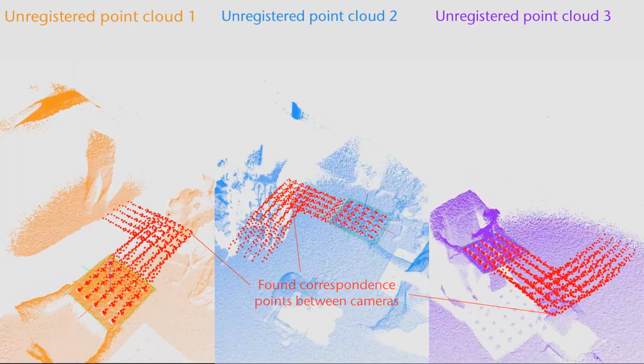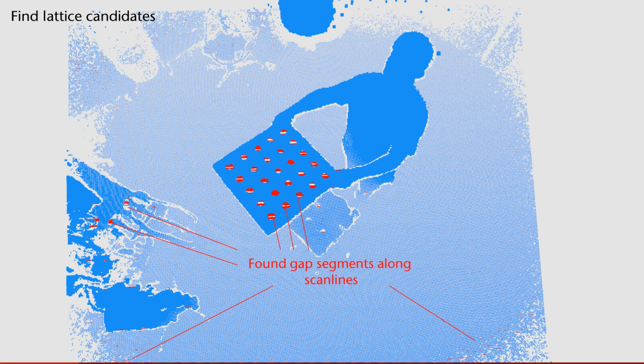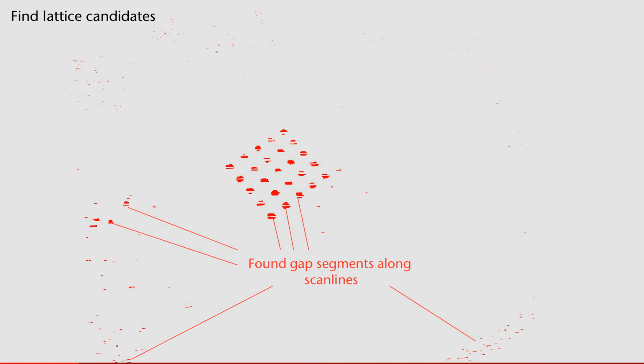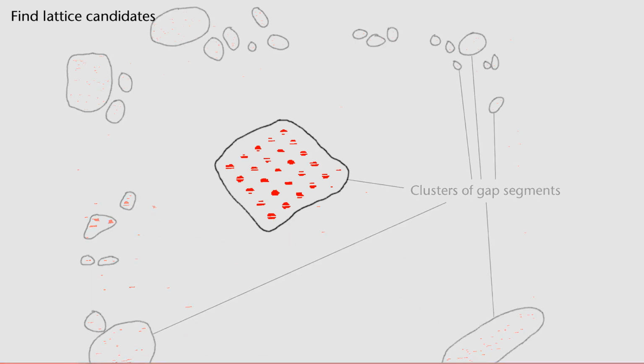So the main task is to find these correspondence points as accurately as possible in such a depth image. At first we have to identify regions of possible lattice candidates. We do this by looking for gaps along scanlines. These gaps are particularly frequent in the region of the lattice due to the holes. We cluster these gaps based on their proximity to each other. Using various properties of these clusters, we can now filter out many clusters that cannot represent the region of the lattice.